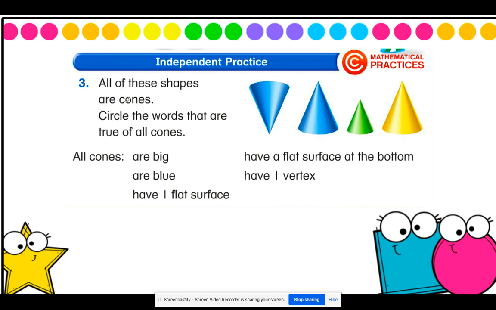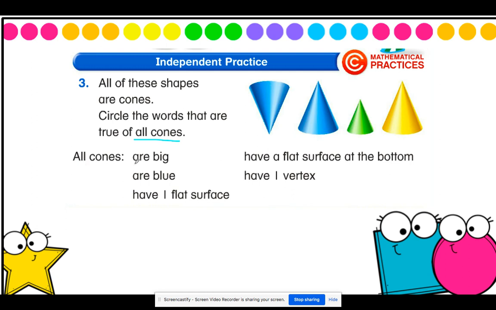So think about what makes up a cone and what a cone looks like. Circle the words that are true of all cones. All right, so let's look at these 4 cones that we have here. We see that some of them are big, some of them are smaller, some are yellow, some are green, and some are blue. So let's see the clues that they list for us.